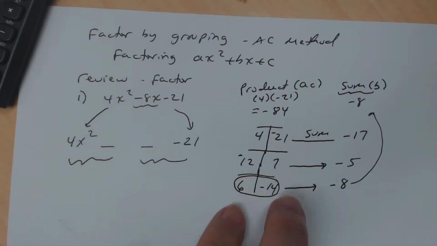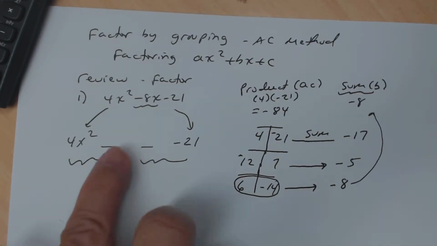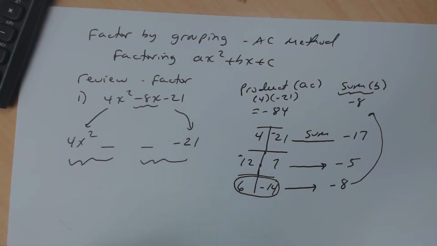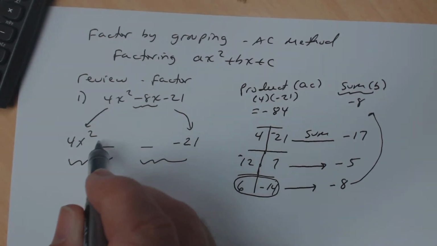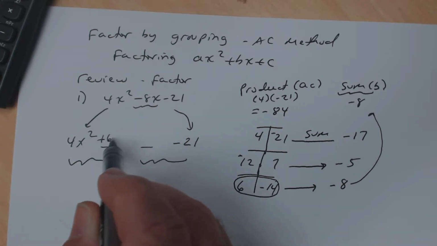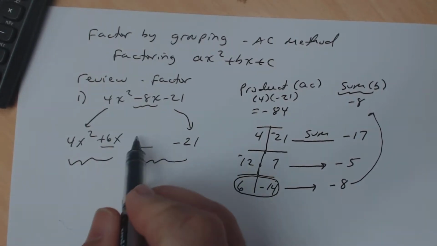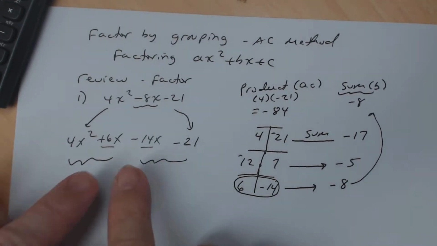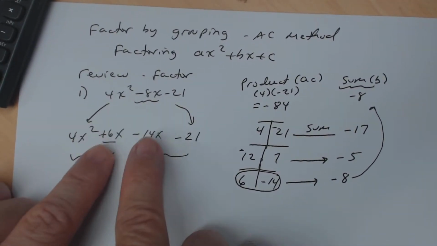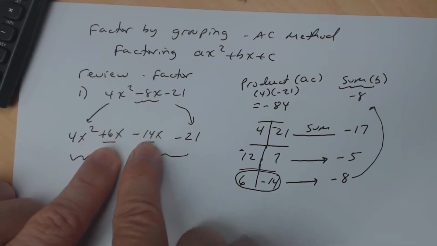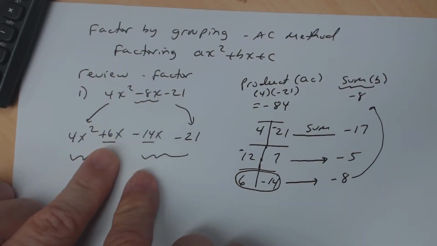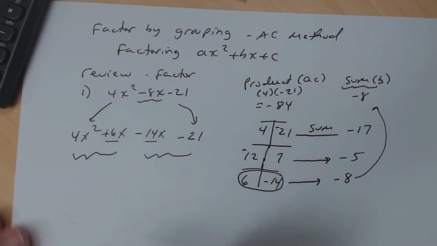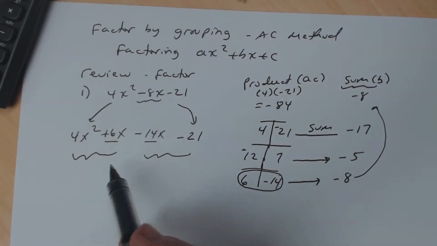And it really doesn't matter whether I put 6x here or whether I put negative 14x here. It does not matter. So I'm going to get plus 6x because this is a positive 6, and then minus 14x because this is a negative 14. And check yourself as you go along. Positive 6x and a negative 14x does give me a negative 8x. Okay? All right, now let's go ahead and see if what we have is going to work for us.